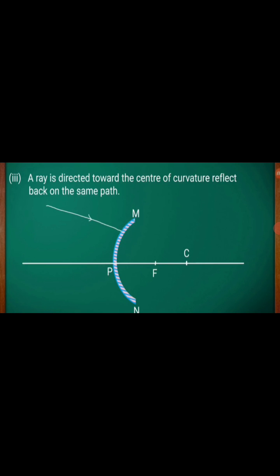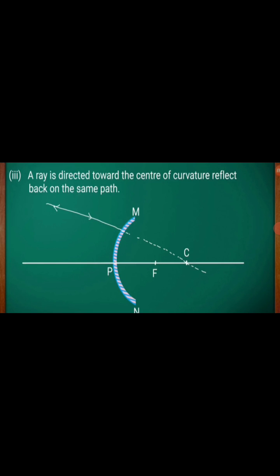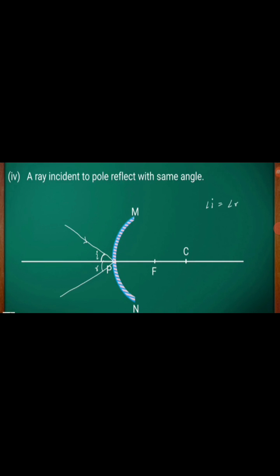Third condition: a ray directed towards the center of curvature is reflected back on the same path. If I extend this line to meet the center of curvature, both the incident ray and the reflected ray will be on the same path of the line. And the fourth condition: wherever the incident ray falls on the pole of the mirror, the reflected ray will be such that the angle of incidence is equal to the angle of reflection. These are the four rules you need to remember while drawing the ray diagram for a convex mirror, children.